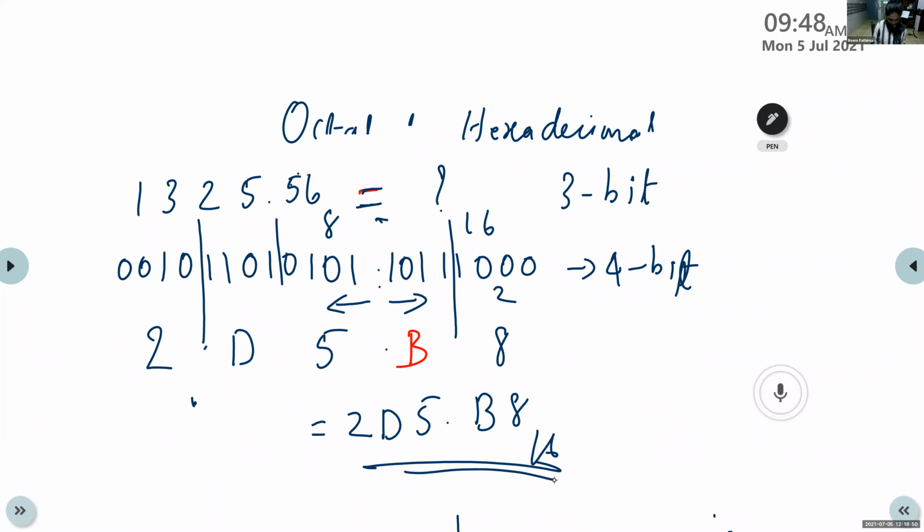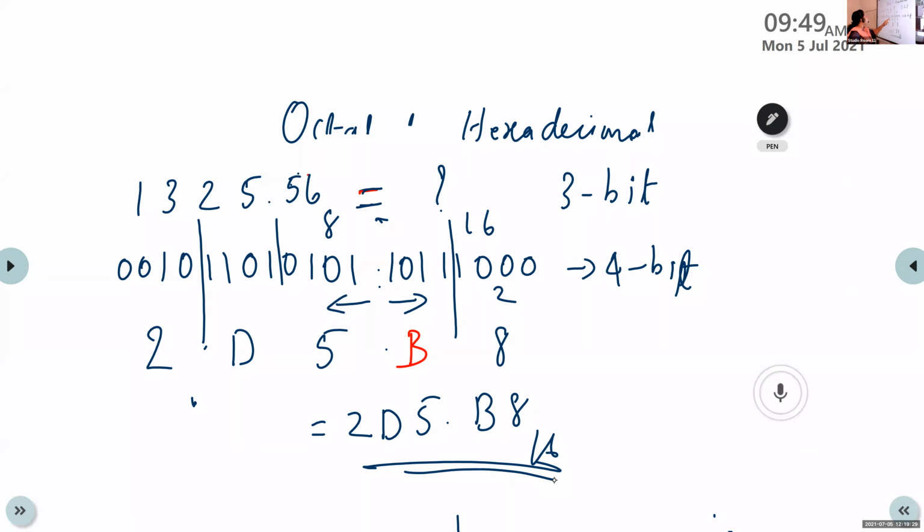Okay, so for converting octal to hexadecimal, first we have to use 3-bit table. That means first we have to convert this octal number into binary number. For that we are using 3-bit table. So use 3-bit table and write the corresponding binary values of 1, 3, 2, 5 and 5, 6. After that, group this binary number. We need 4-bit value for hexadecimal, so we group this binary number into groups of 4.